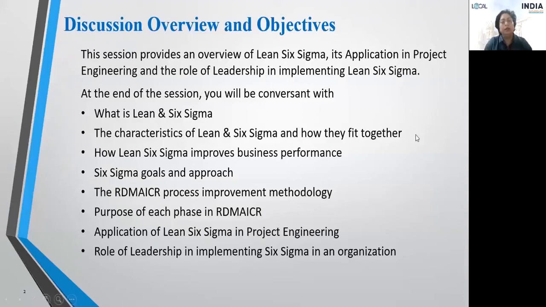Discussion overview and objectives. This session provides an overview of Lean Six Sigma, its application in project engineering, and the role of leadership in implementing Lean Six Sigma. At the end of the session, you will be conversant with what is Lean and Six Sigma, the characteristics of Lean and Six Sigma, and how they fit together, how Lean Six Sigma improves business performance, Six Sigma goals and approach, the RDMAICR process improvement methodology. RDMAICR is recognize, define, measure, analyze, improve, control, and realize.